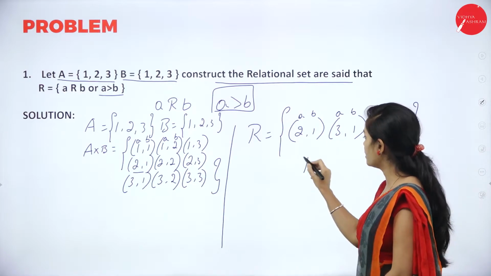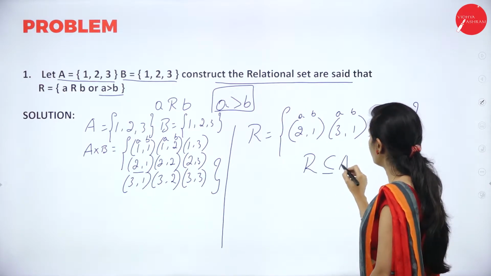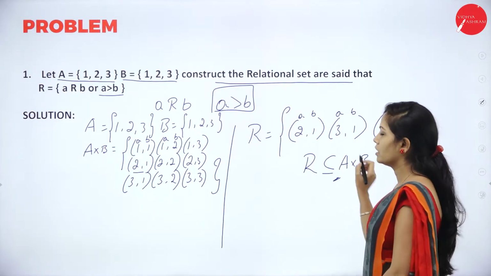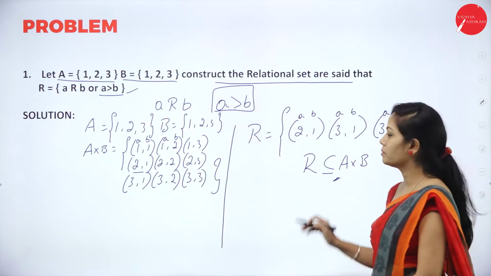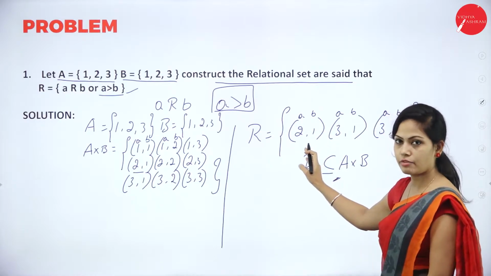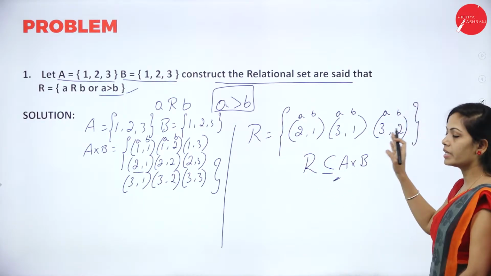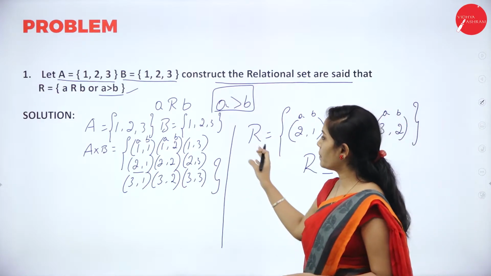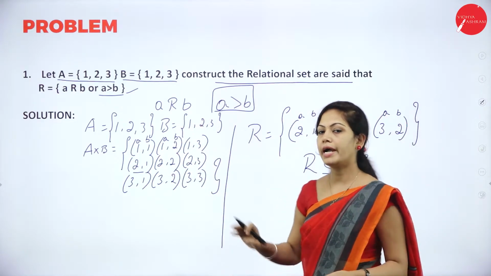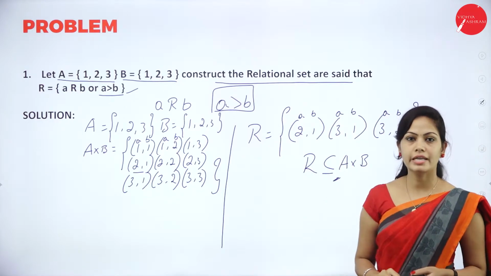So this R is a subset of A cross B. Your question is A value should be greater than B value. So 2 is greater than 1, 3 is greater than 1, 3 is greater than 2. So this is your answer. So first prepare the Cartesian product and you can find the given relation.